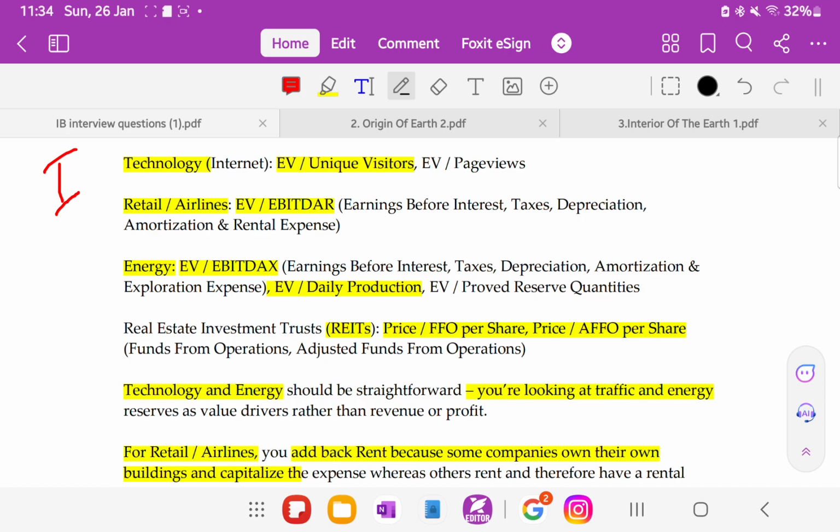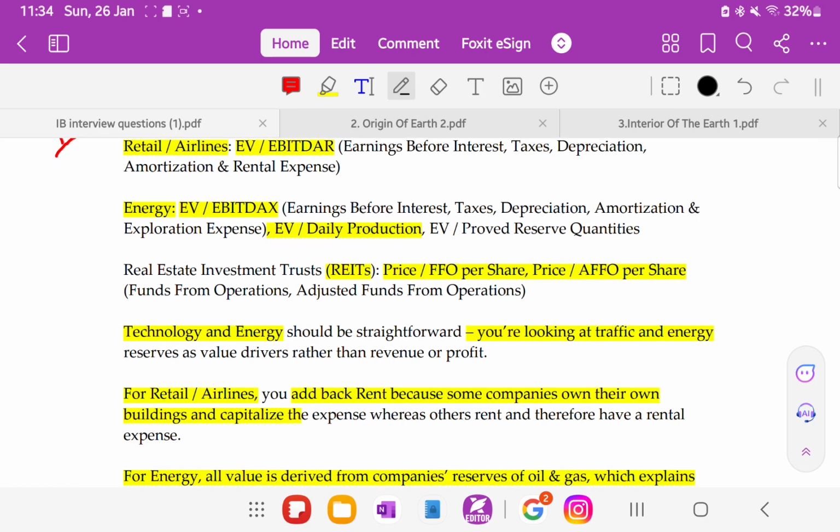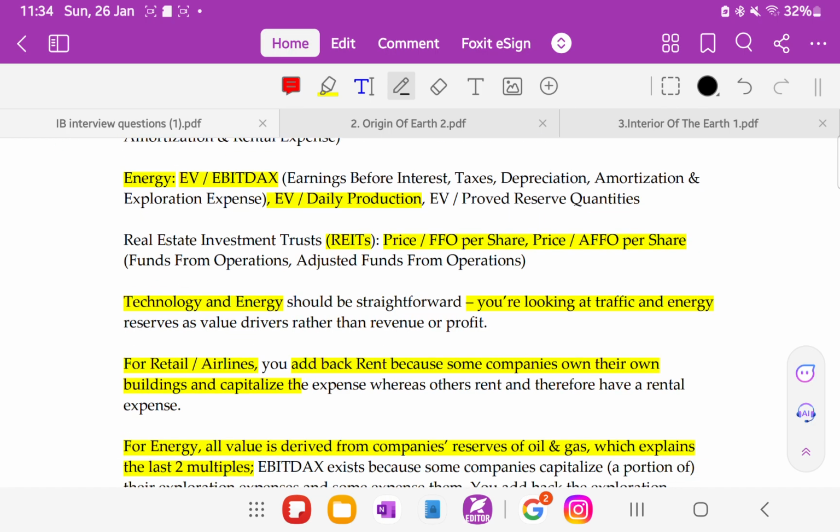Then we have technology and energy. If you are looking at traffic and energy reserves as a value driver rather than revenue or profit, it is something like that. Or for retail and airlines, you add back the rent because some companies often own their own buildings and capitalize the expense. Others rent, so rental expenses are there.